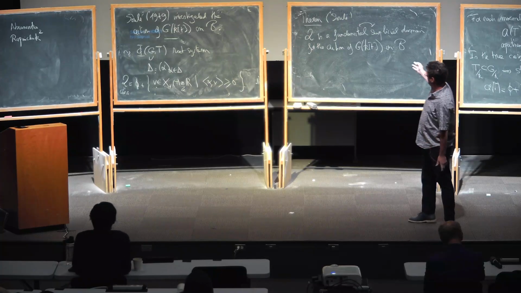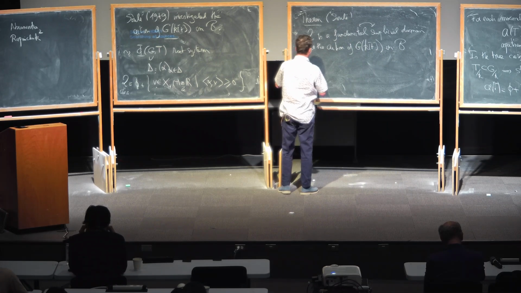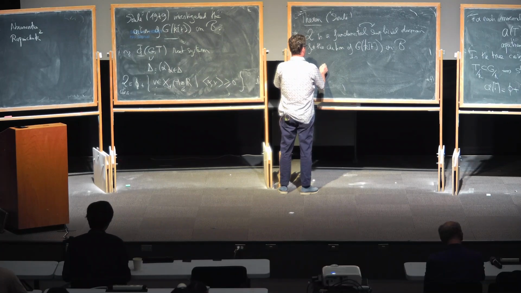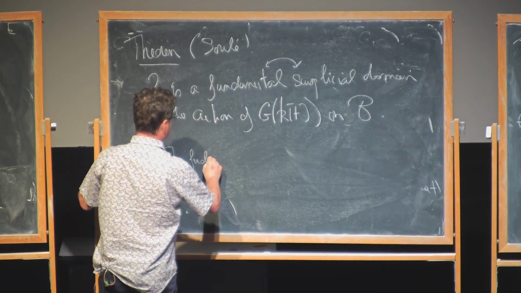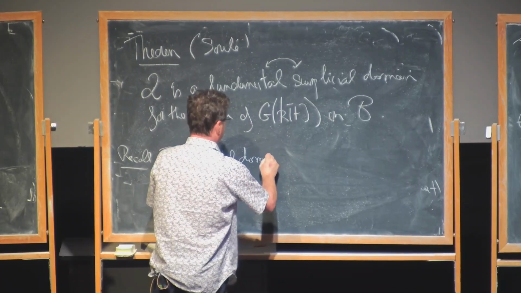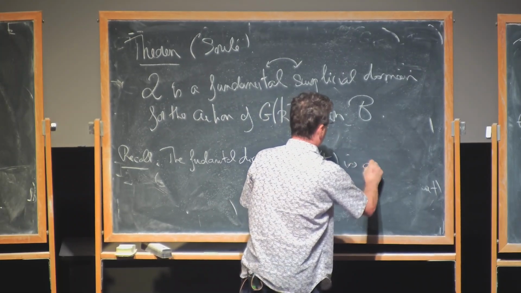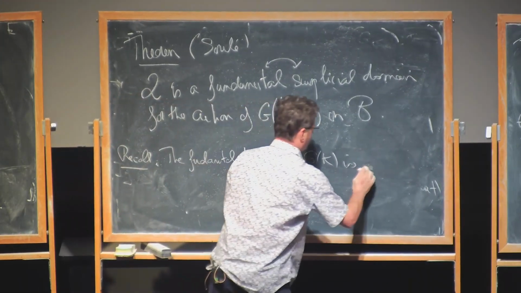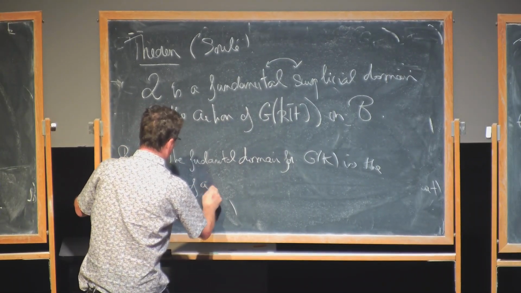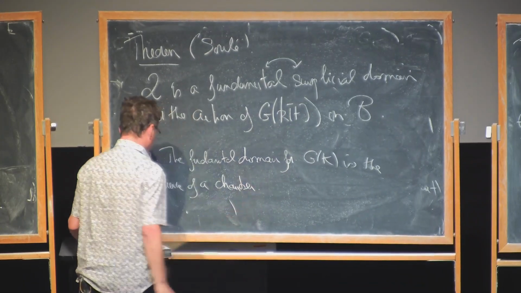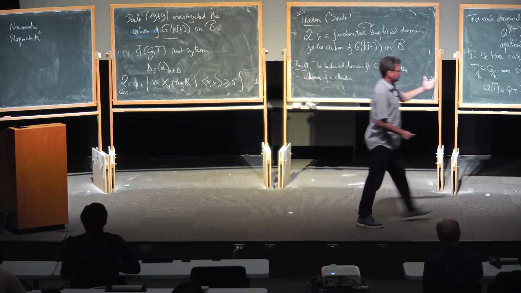And this contrasts with, recall what I said before, the fundamental domain for the group G(K) is just the closure of a chamber. So it's much smaller. So in particular, it is bounded.